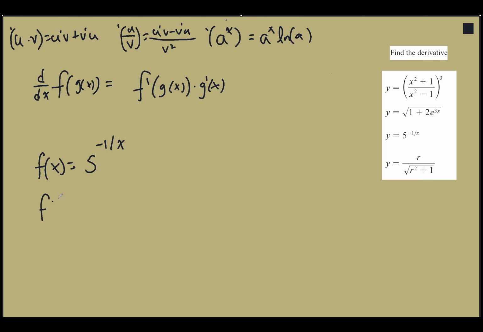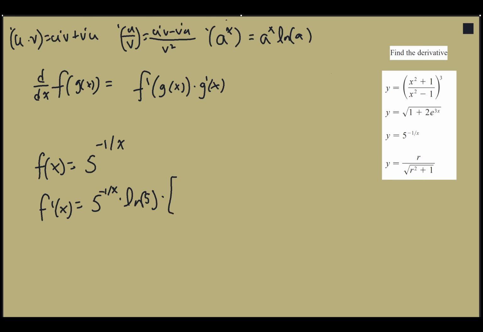We know f prime of x is going to be the same as the input, goes right here, so it's going to be 5 to the negative 1 over x times ln of 5 times the derivative of the inside function. You see, because it's not 5 to the x here, like it is in the rule. It's negative 1 over x. So we're chain ruling this.